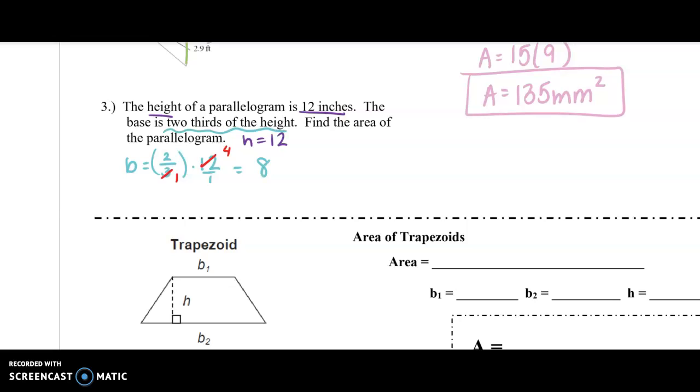So find the area of the parallelogram. The area is then just going to be base times height. So 8 times 12. 8 times 12 is going to be 96, and it's in inches. So inches squared would be my area.